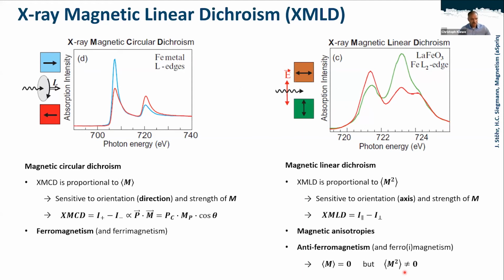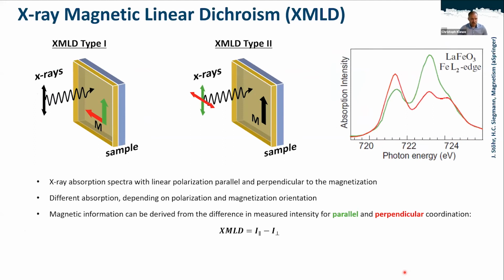And again, similar to XMCD, the XMLD can be measured by taking two different absorption spectra. In this case, we switch between parallel and perpendicular orientation between the polarization vector and the magnetization vector. And the XMLD is then calculated as the difference between the parallel and the perpendicular spectrum. And again, we can distinguish between two different measurement configurations. For example, here on the left-hand side, we see this geometry, XMLD type 1.